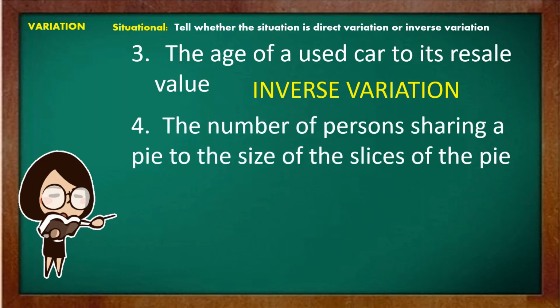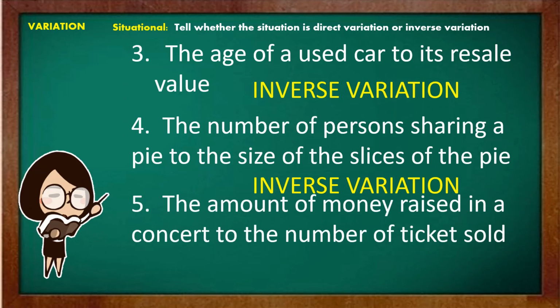Number of persons sharing a pie to the size of the slices of the pie. So, you have one whole pizza pie only for you. But when you share your pizza pie with your sister or brother, yung share of pie mo sa sarili mo ay mababawasan. So, meaning you have inverse variation.